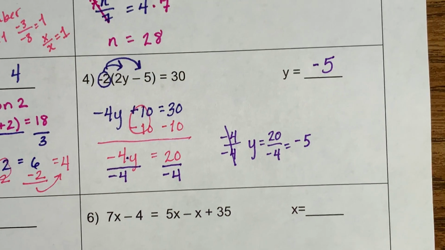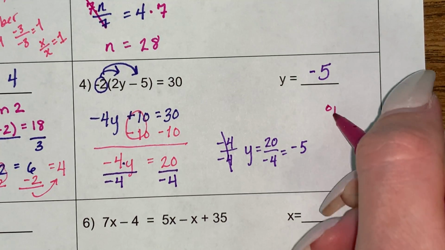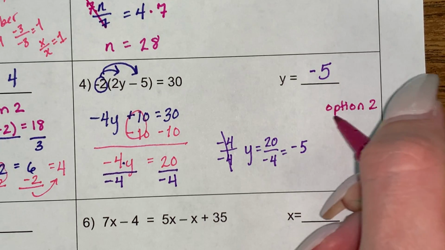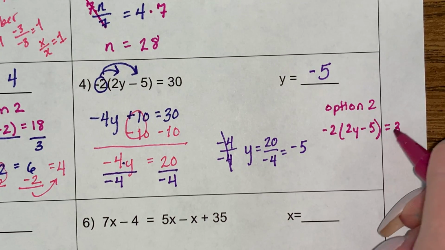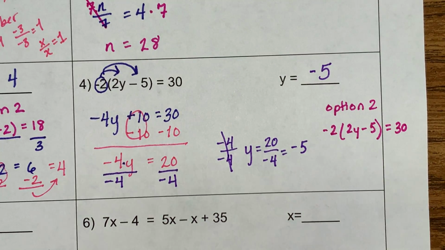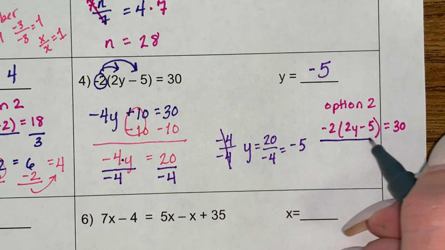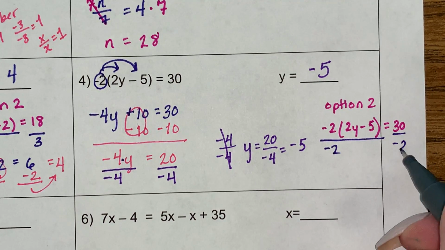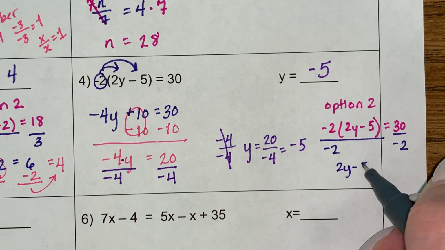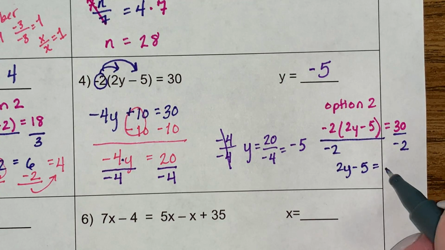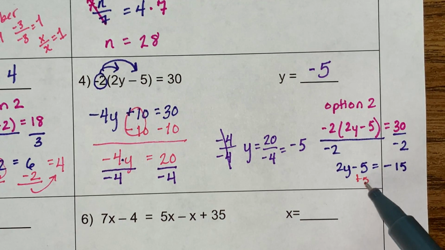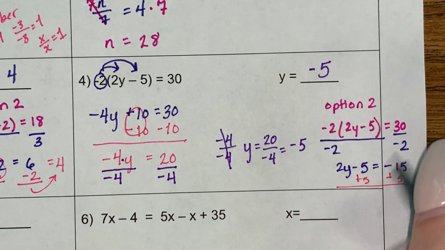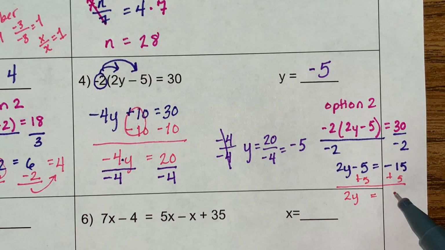You could also use option 2 for this. You had negative 2, 2y minus 5 equals 30. So you could have divided everything by negative 2 if you wanted. 30 divided by negative 2 is negative 15. Then you could add 5 to both sides. And you would get to y equals negative 15 plus 5 is negative 10.